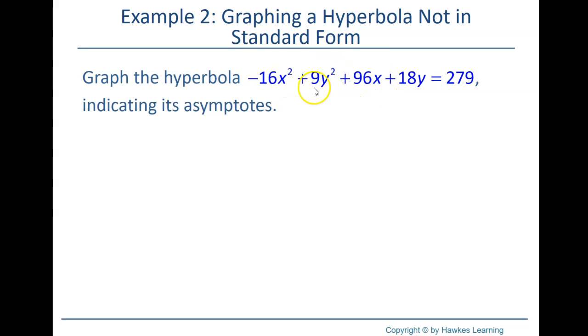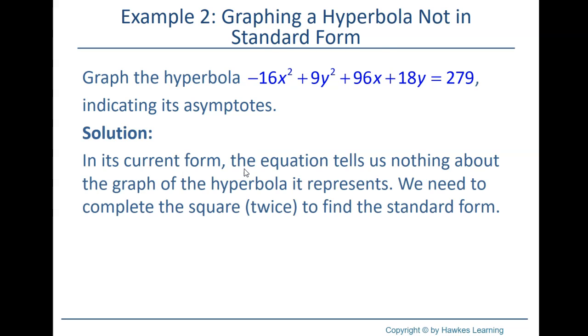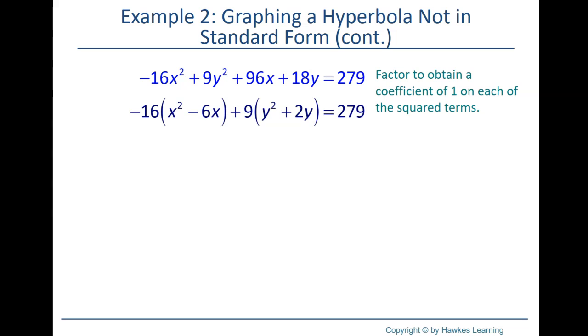Okay, when I group them together on one side, I'm going to group the 9y squared and the 18y together, the minus 16x and the 96x together, and then complete the square, just like we've seen in the past. Pull out the negative 16, and I'm grouping this with this. Negative 16 divided by negative 16 would be 1 x squared. Positive 96 divided by negative 16 would be negative 6x. Pulling out the 9 that's in front of the y, I get 9 y squared. Divide this by 9, I get 2y.